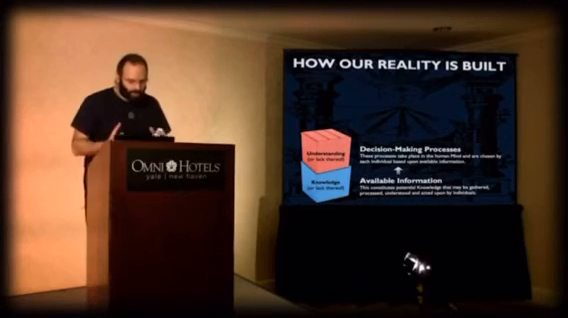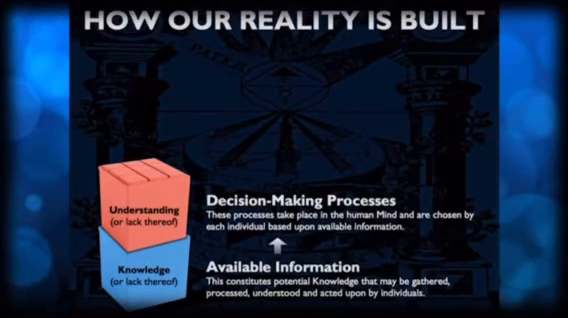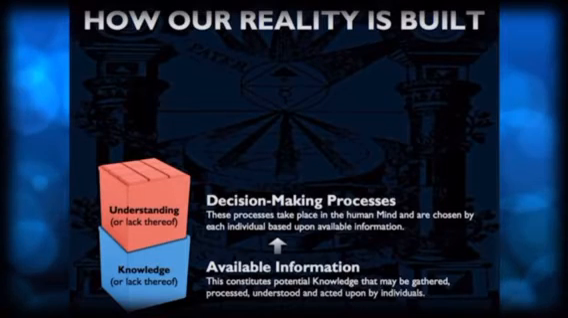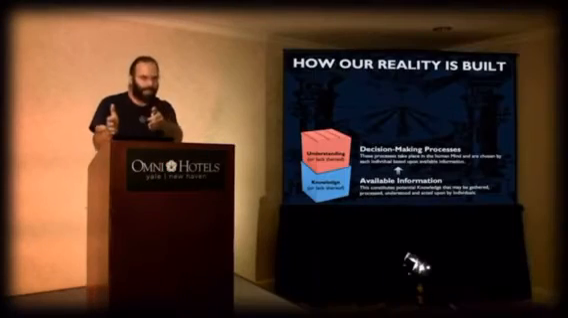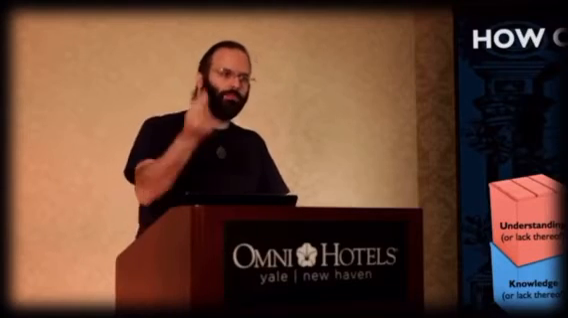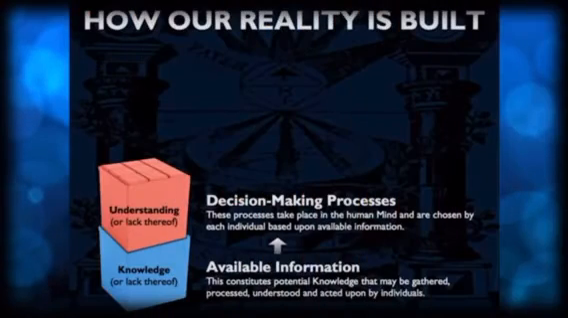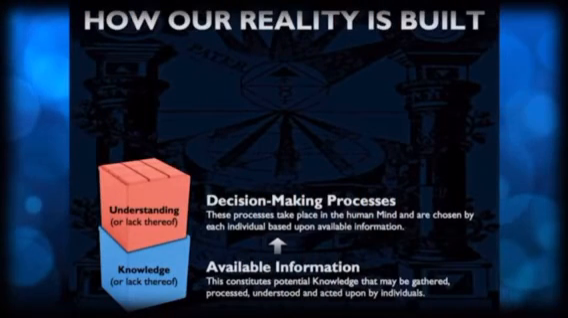If you have understanding present, your decision-making processes are going to be in harmony with what you say you want. Okay? You're going to understand, if here's what I want, this is what's necessary to get that, to make that happen, to manifest it. That's understanding. It's a decision-making process that happens within the mind. These processes take place in the human mind and are chosen by each individual based upon available information.